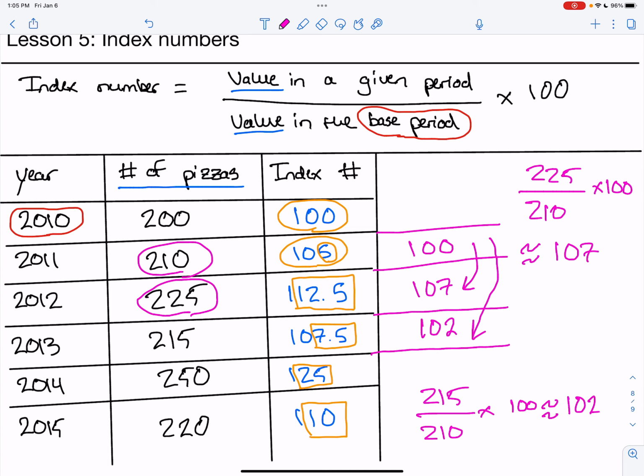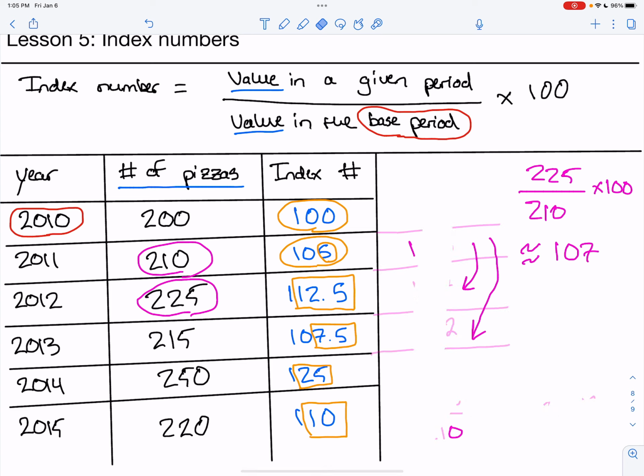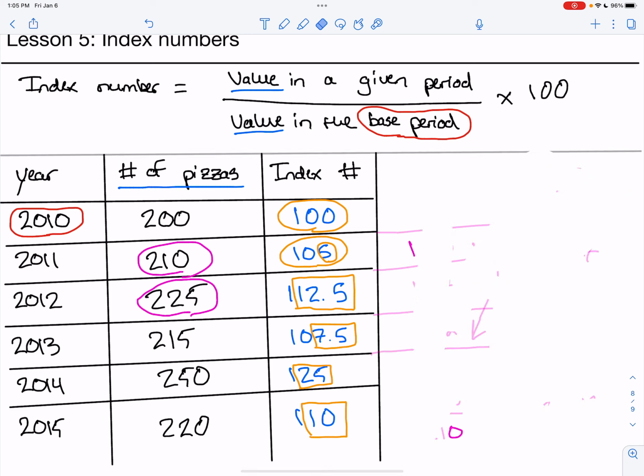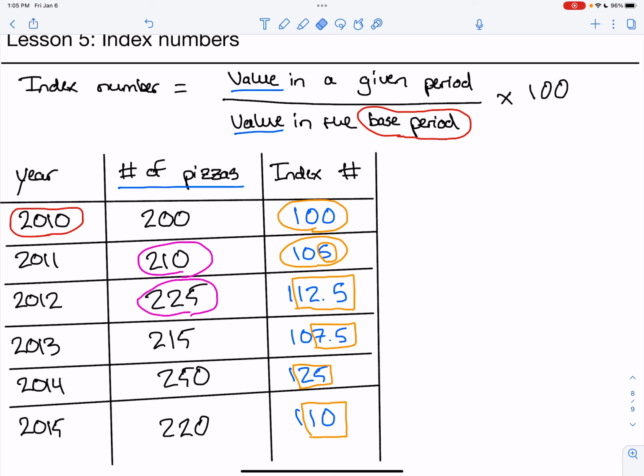Let's take 2012 as our base here. So in 2012, our index number will be 100%, or sorry, not 100%, but 100, right?